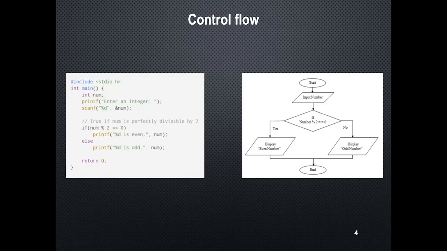This is a simple diagram on control flow. On the left, we have a program that basically identifies whether a number is even or odd. So you can see there's an if and an else statement. On the right is the example of the control flow diagram of the execution paths of this program.